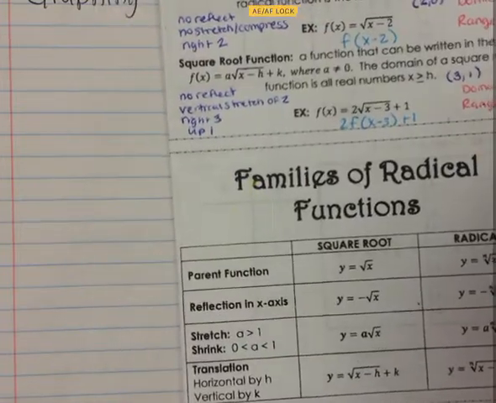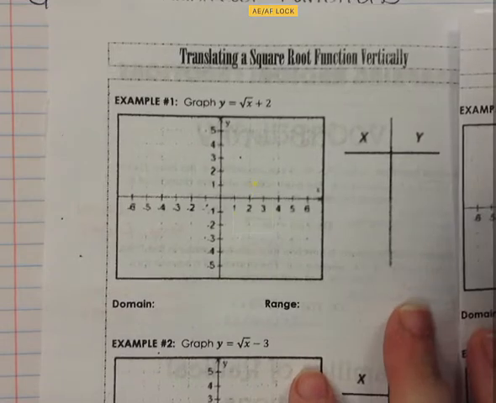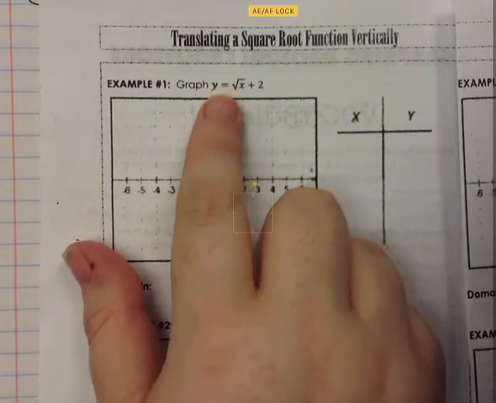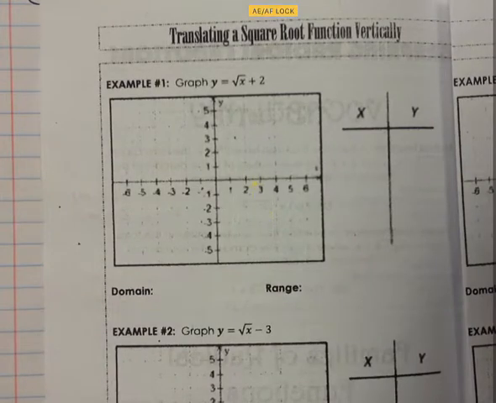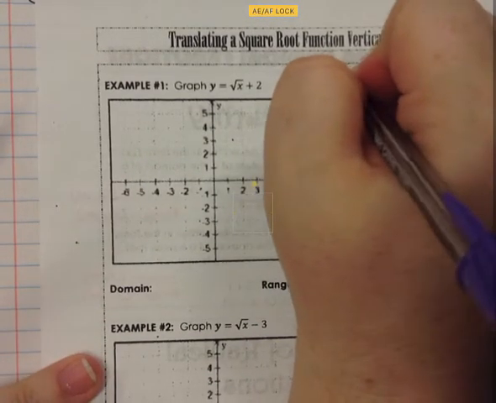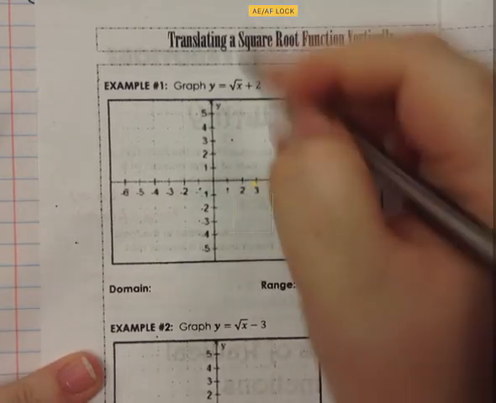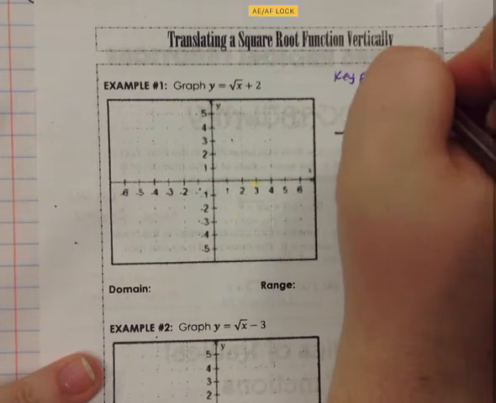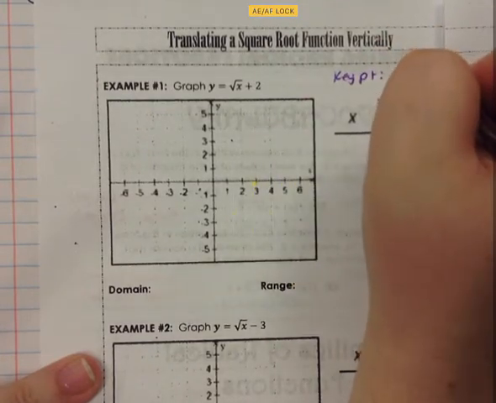So if we want to go in and actually graph some radicals, so translating the square root function vertically, what you want to do is first find your key point. So your key point is basically from that vertex. Key point is the h value, which is, there's nothing in there, that's 0, comma, and then you keep your k.